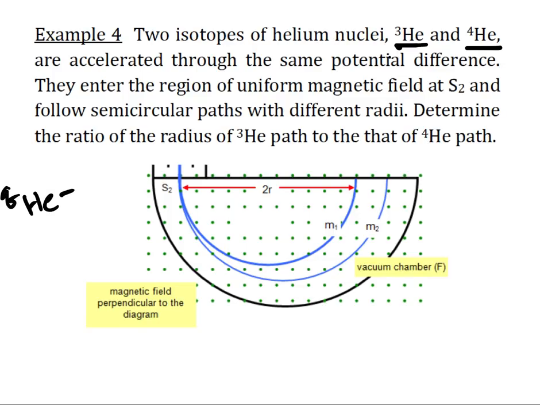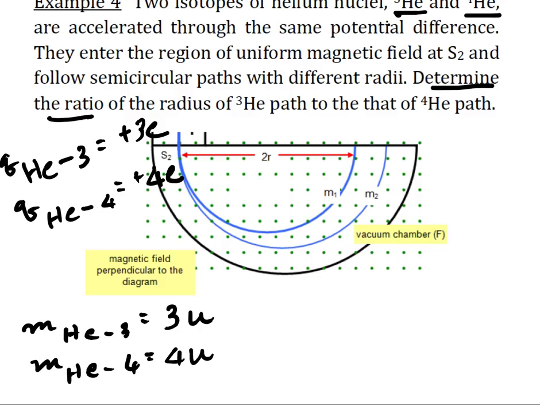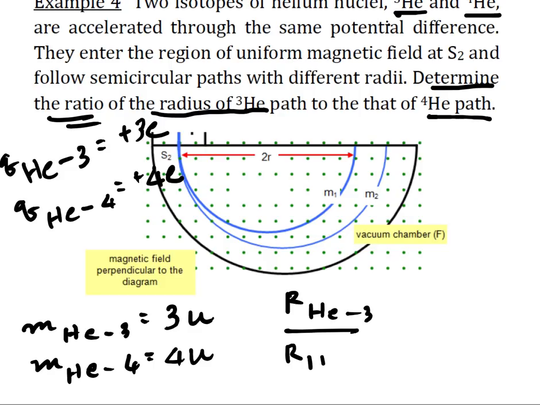So we need to define the charge of helium-3 as plus 3e. And also the charge for the He4 nucleus as plus 4e, or 4 times the charge of the proton. And also the mass of the helium-3, we can say that it is 3 times the mass of the proton, or 3u. And the mass of the helium-4 is 4u. So the question asks you to determine the ratio of the radius of helium-3 to the helium-4. Or they ask you to find the ratio R He3 divided by R He4.